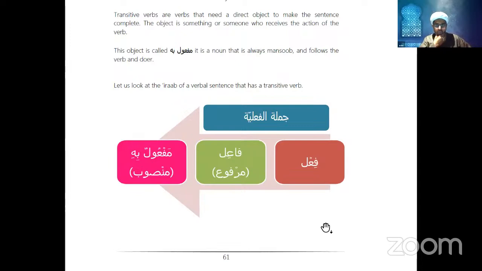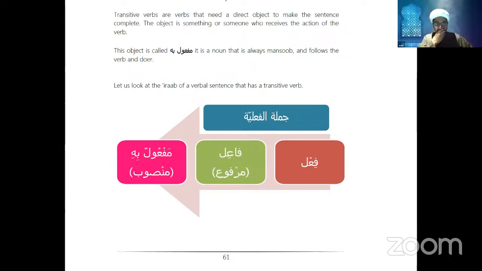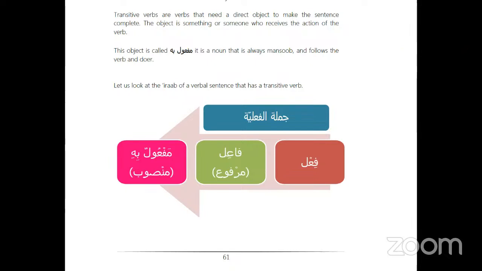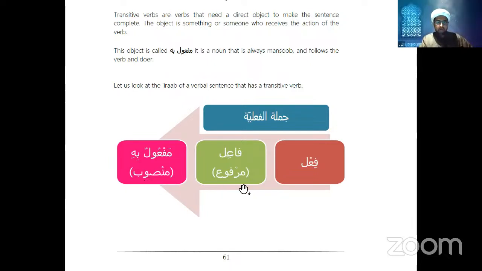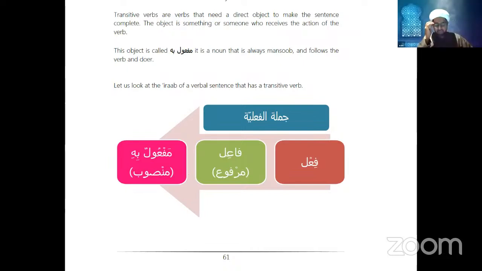Fi'l means verb, the action. Fa'il is the doer, and maf'ul bih the subject. No, object. In English, maf'ul is the object, fa'il is the subject, and fi'l is the action, the verb. Correct. Now sometimes in the English language as well, you have a sentence where you have the verb and the doer. It doesn't have an object.